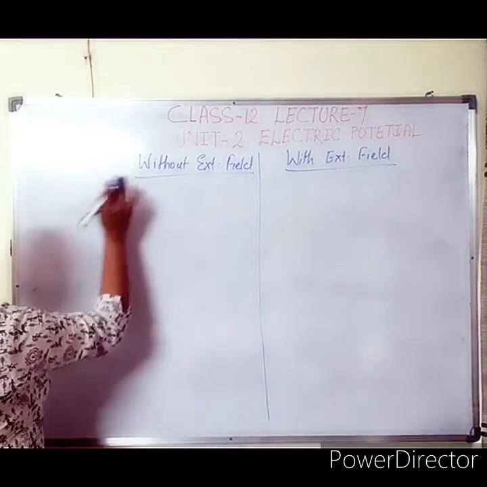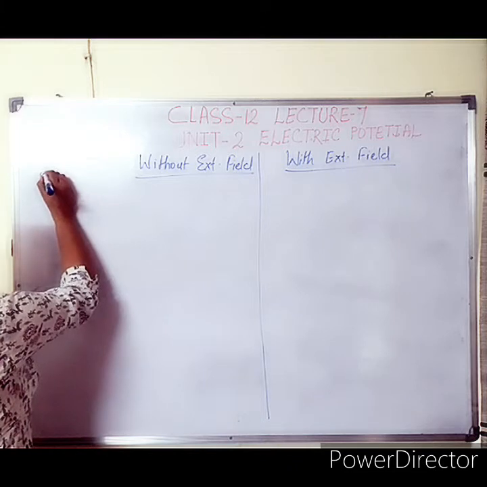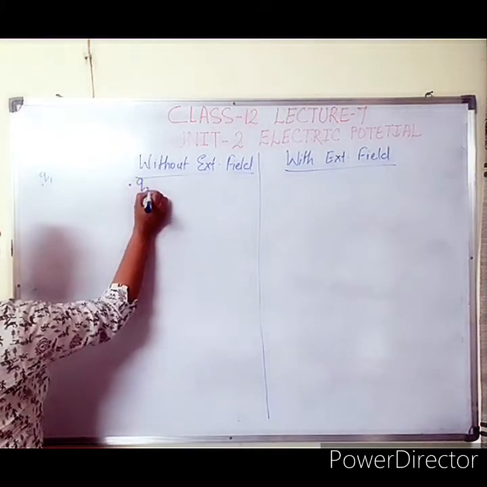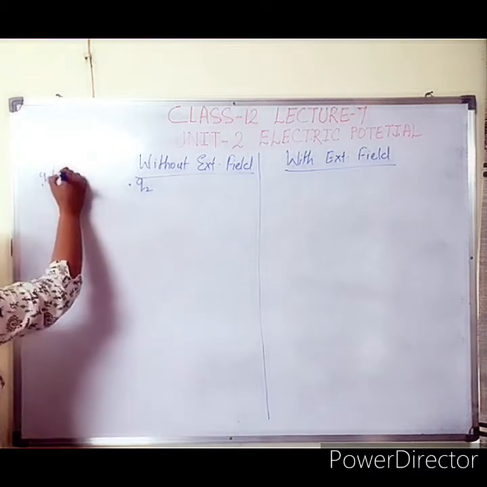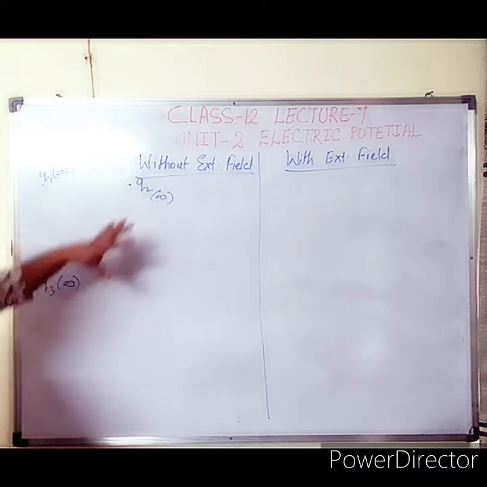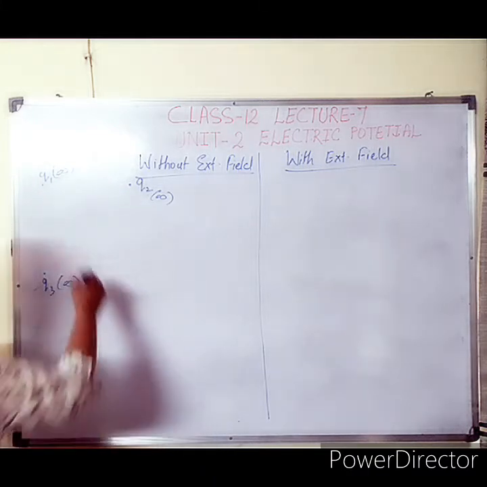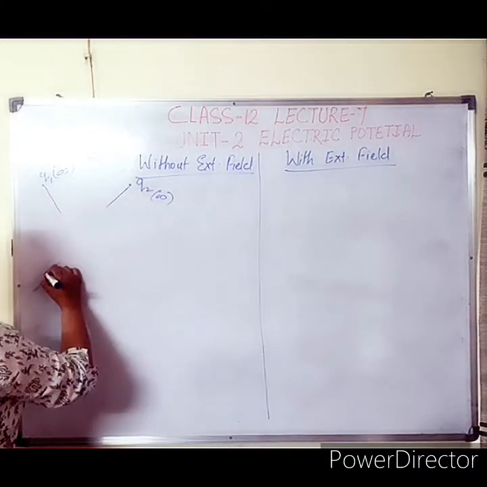Without field, I am taking the case where there are different charges here. One is Q1, one is Q2, one is Q3, and they are situated at infinity. All the charges are situated at infinity. That means there is no interaction between the charges. So what will happen when they are coming closer to form a system?